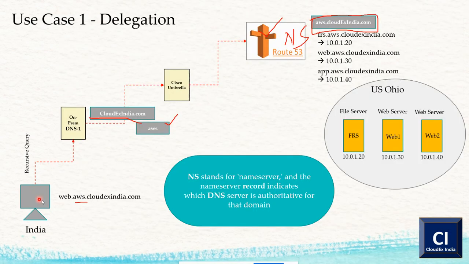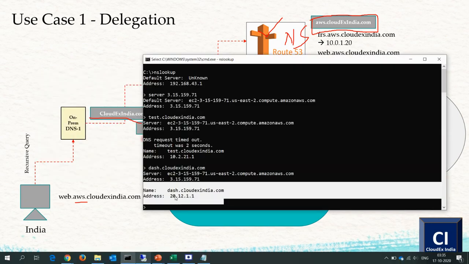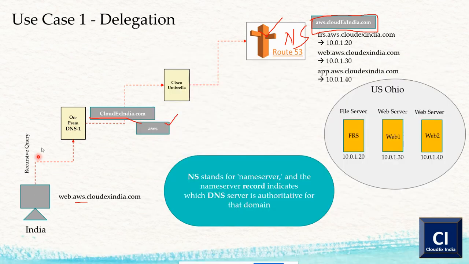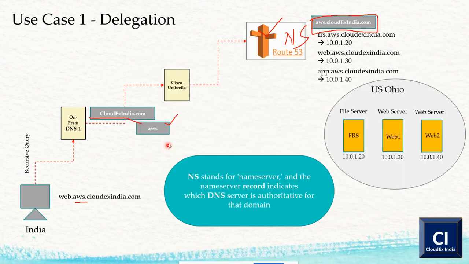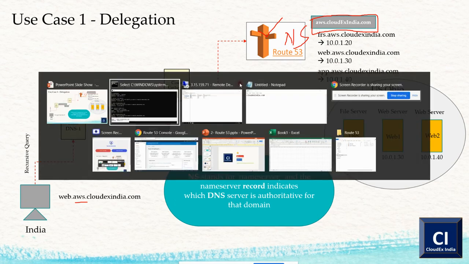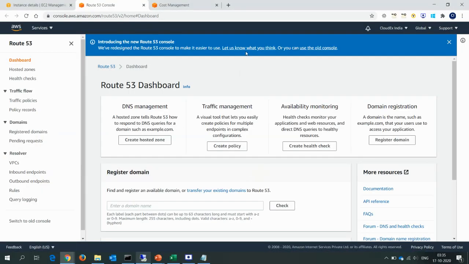From this client, I have queried dash.cloudxindia.com, and I reach my on-premises DNS server, and under this on-premises DNS server, I get the response. Since I connected with my primary and am getting the response from here, this is the authoritative response. Now let's create the subzone. Before creating the subzone, you have to go to Route 53 and create the subzone over there first. So let's go to Route 53.